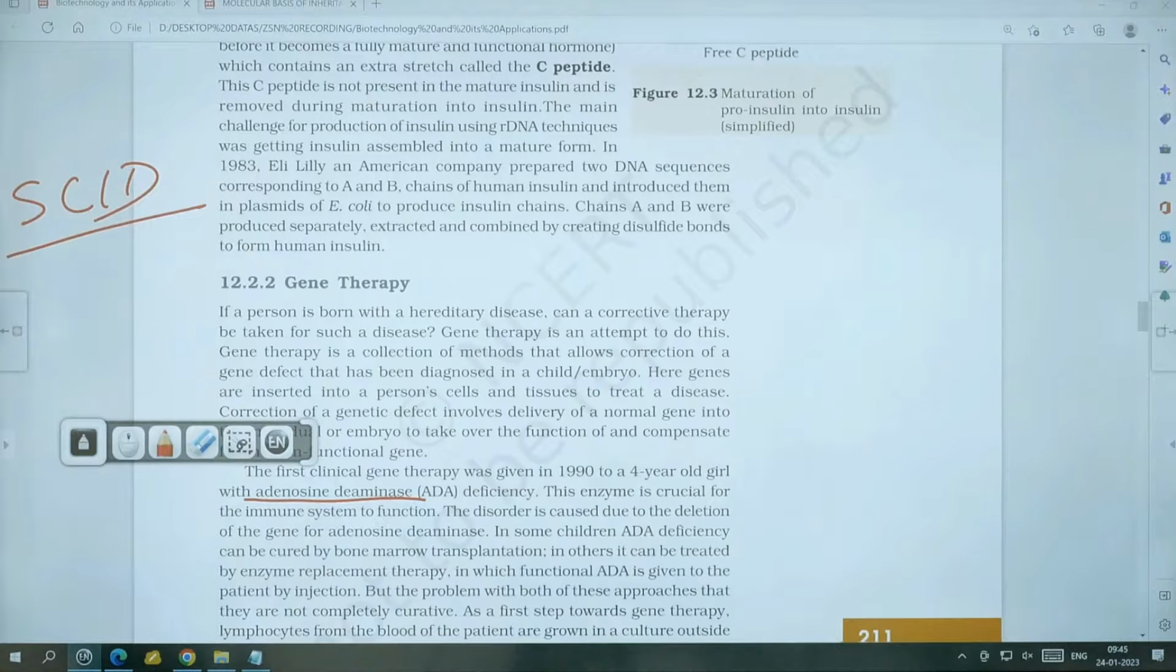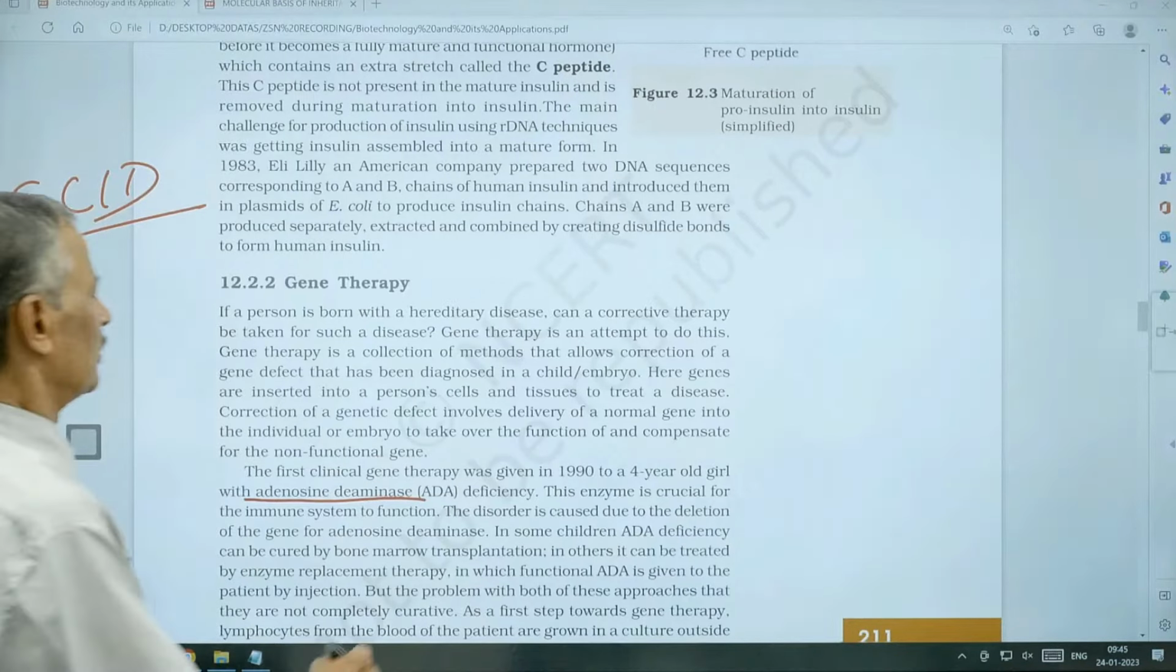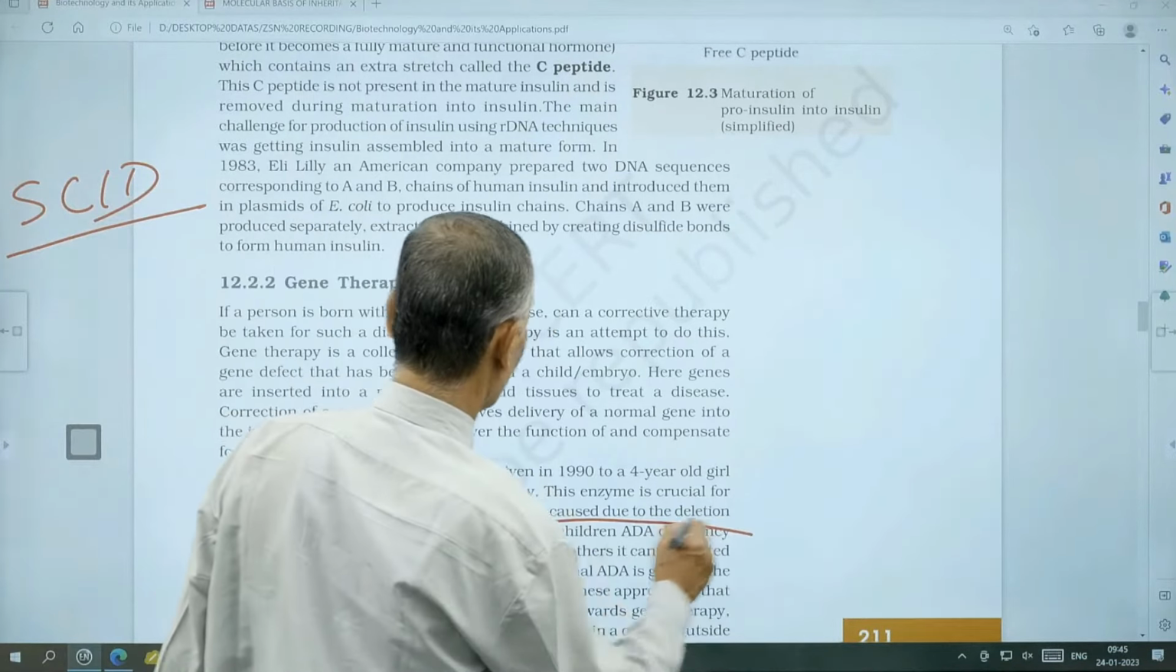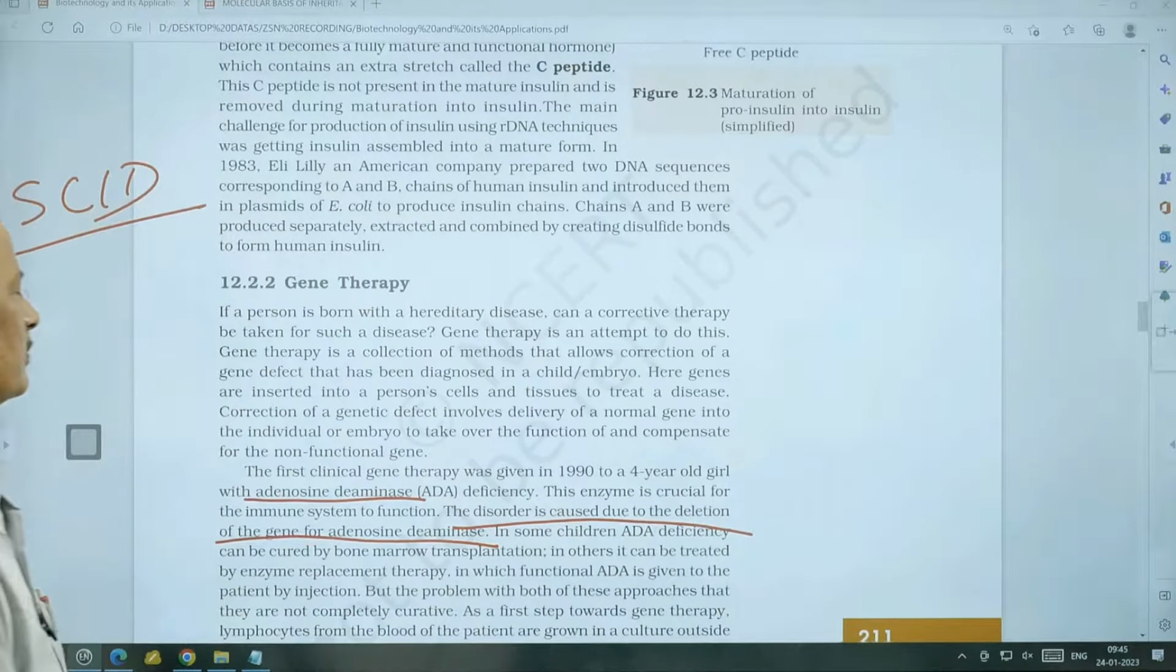Why is there no ADA? Because the gene for ADA is mutated. The disorder is because of the deletion of the gene for ADA. In some children, ADA deficiency can be treated by enzyme replacement therapy.